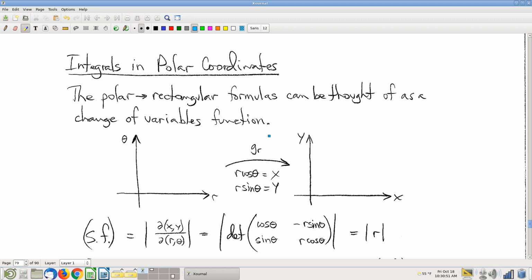Now, of course, if you're going to do a change of variables, you need to know the stretching factor. So here's a calculation that everyone should do once in their lives. Not hard, but general formula for stretching factor for a change of variables function.